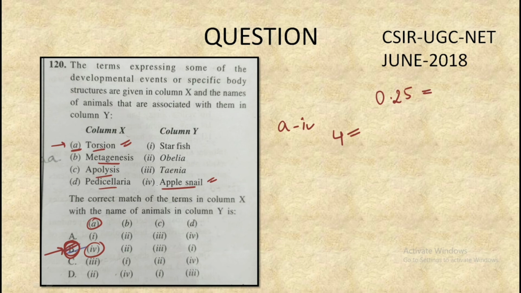So torsion matches with the apple snail. Then we have metagenesis, which is mainly found in Obelia, which is a type of alternation of generation between the diploid phases. Then we have Ecdysis, which is mainly seen in Taenia. And finally we have Pedicellaria, which are these small claw-shaped appendages mainly found in the echinoderms and specifically the starfish. So with this we have the answer as option B, the correct option.